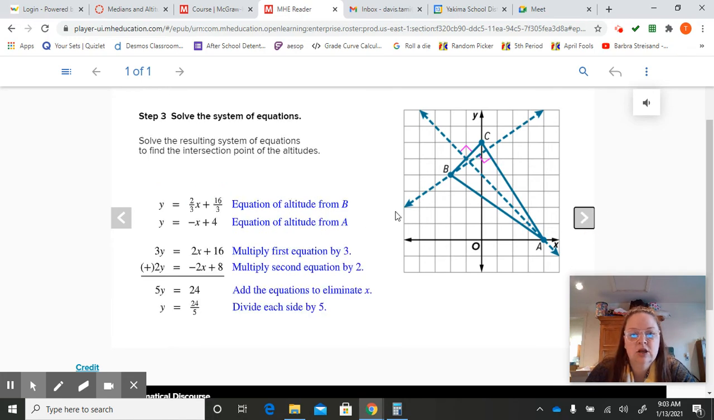And then notice that we already have a line going through C right here, but that is not our altitude, right? So what we're going to do is look at these two and see where they coincide. We're going to use the system of equations that we learned in algebra to figure this one out.